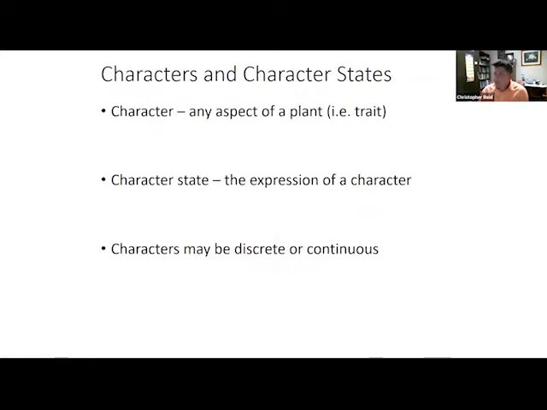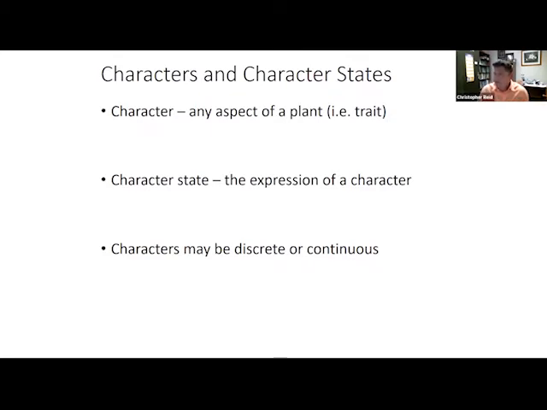So a couple of terms that I'm going to throw out to you. Taxonomists use these terms a lot. So character and character state. A character is any aspect of a plant, also just simply a trait. And a character state is the expression of that character. I'll have an example on the next slide, but just to throw out a really easy one, something like petal color. That's the character, and then the different expressions or character states might be white, pink, yellow, etc.